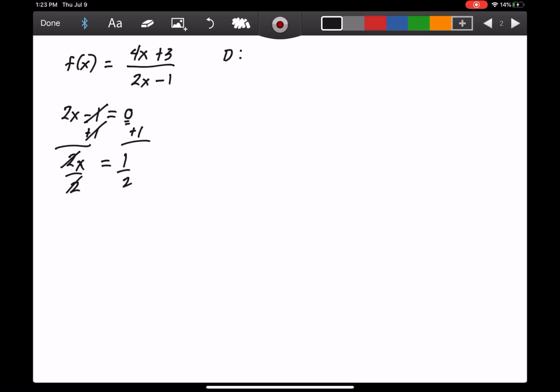Ibig sabihin, ito yung bawal sa ating domain. Kasi siya yung value na magbibigay sa atin ng 0 na sagot. Siyempre kapag 0 ito, itong baba, ang sagot ay undefined na. Di ba? Okay? Okay, so our domain would be the set of all x such that x is an element of real number where x is not equal to 1/2.